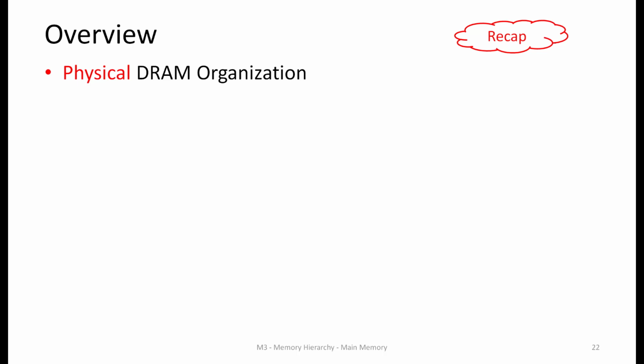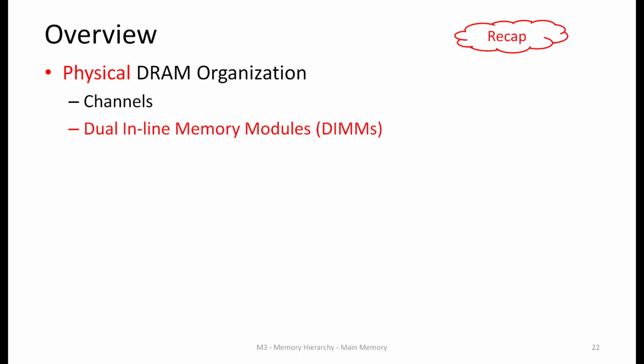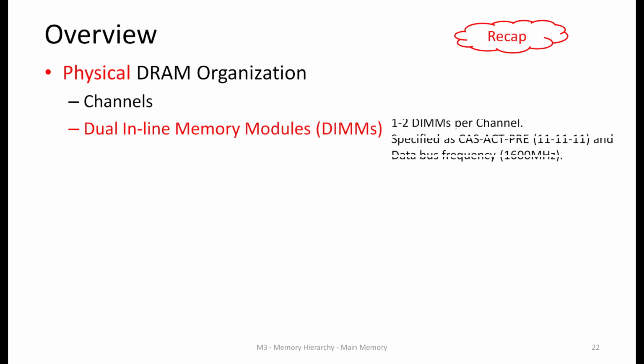Dear students, from the previous lecture, we started looking at the actual DRAM based main memory and its memory controller. In process, we looked at the physical DRAM organization. A quick recap of that: we have multiple channels, and each of those channels can have multiple DIMMs, dual inline memory modules. Each DIMM is specified by its CAS, ACT, PRE latencies. Here 11, 11, 11 are the number of cycles, specifically the DRAM cycles it would take for each of these commands.